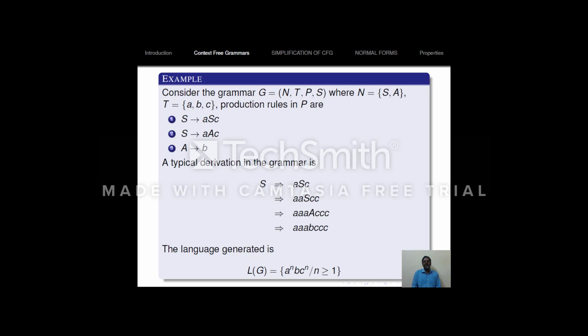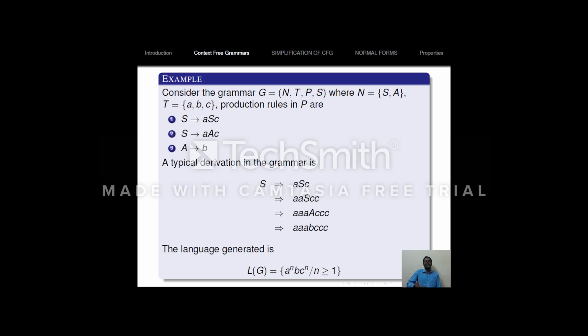So I will get AASCC. So before S, there are two A's, and after S, there are two C's. Now again, if I apply rule number 2, S is replaced by small a, capital A, small c. So I am having triple a, capital A, triple c.